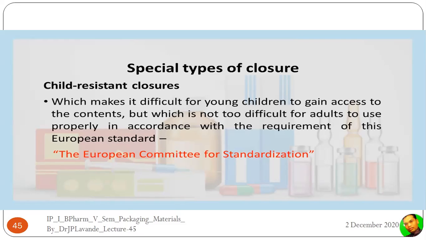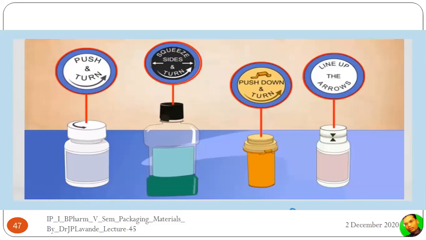So the European Committee for Standardization works on the child resistant closure system, which says that the opening should require two hands to open the closure. Like this is push and turn, this is squeeze the sides and turn, which is to be pressed, then push down and turn, then line up the arrow. We need to line up these two arrows, they need to be matched, and then it has to be opened.